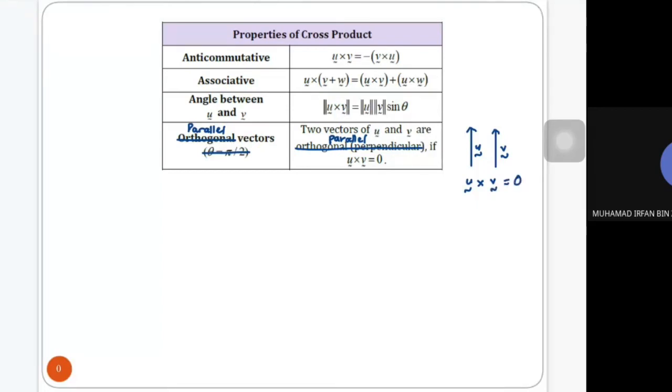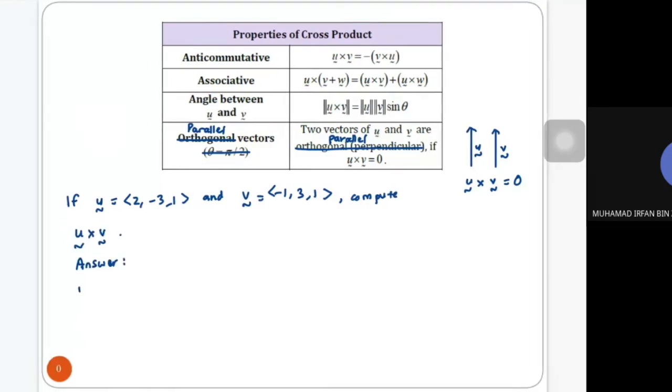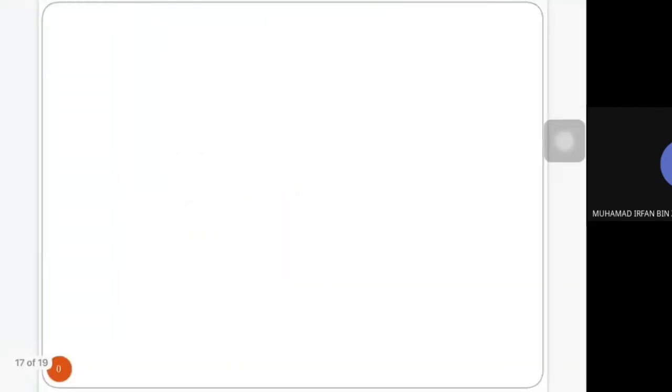Let's try one example of the cross product. If u is equal to 2, negative 3, 1 and v is equal to negative 1, 3, 1, compute u cross v. So u cross v is equal to the determinant with i, j, k, and your u will be 2, negative 3, 1 and your v will be negative 1, 3, 1. You can just follow this formula here.